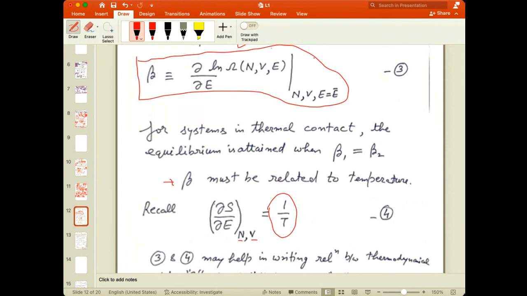And if I just write this equation number 3 in a very simple notation, it will look something like this: ∂ log omega by ∂E. And see here, number of particles and volume are constant. Same is here, number of particles and volume are constant. This equation you can also rewrite as ∂S by ∂E, which is 1 by temperature.